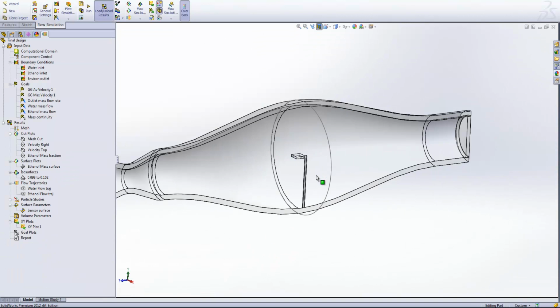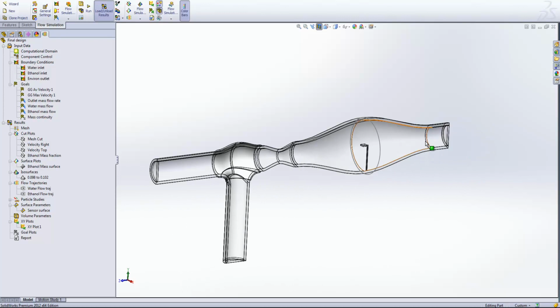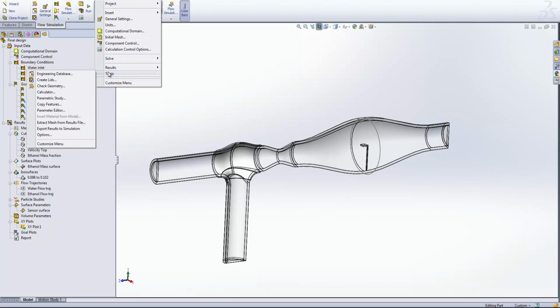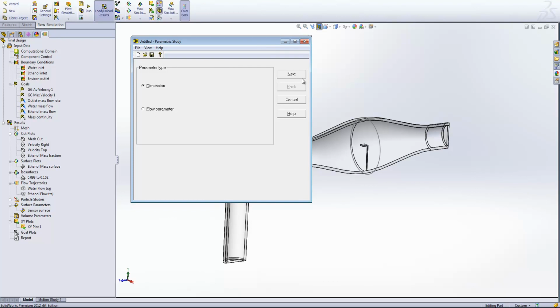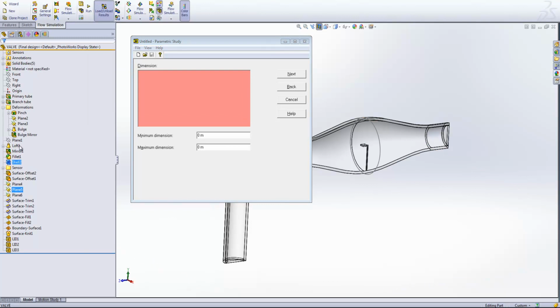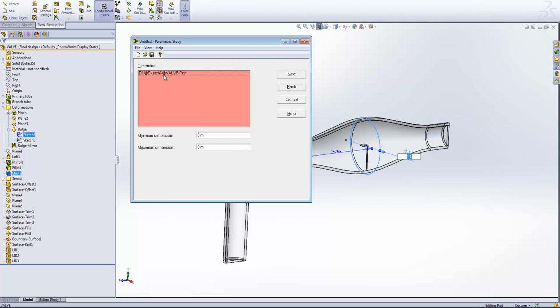So we might want to refine this further, and one way we could do that is simply by varying one of the dimensions, for example the outer diameter of this bulge. And that's very, very easy to do with the flow simulation tool, because we've got this parametric study available to us. So I'm going to select dimension as my parameter type, and I'm going to highlight the sketch for that bulge. I'm going to use that dimension there, so that pulls that dimension in as a variable. I'm going to say that the minimum value is going to be 5 millimeters, and the maximum value is going to be say 15 millimeters.